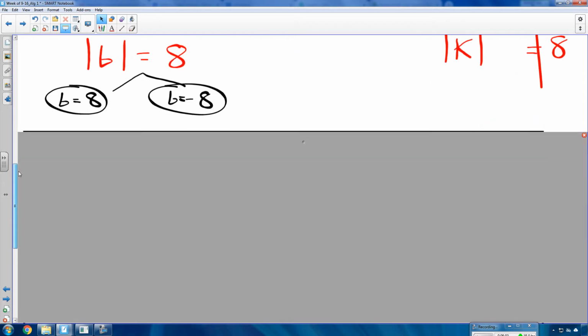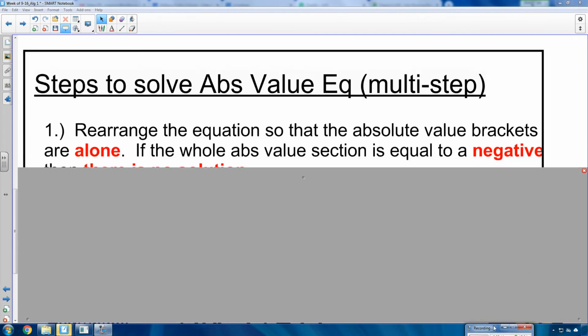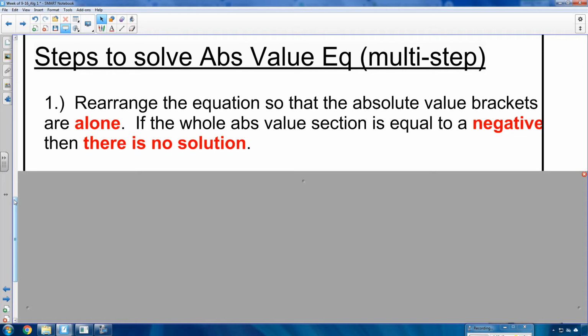The next thing we want to do is talk about steps to a little bit tougher types of problems. The first thing we want to do is fill this in. When we're solving an absolute value equation, step 1 is to rearrange the equation so the absolute value brackets are alone. Fill in "alone," please. You need to have the absolute value brackets alone. What does that mean? There's no number in front, outside of the absolute value.